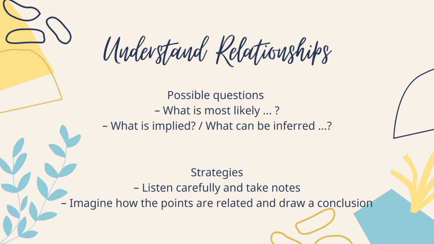In understanding relationships, the possible questions that might appear are: what is most likely, what is implied, what can be inferred. And the strategies that can be used are, first, listen carefully and take notes. Taking notes is the most important in this area, and then try to imagine what points may be related or draw into a conclusion. That's it for understanding relationships. And next is understanding organization.